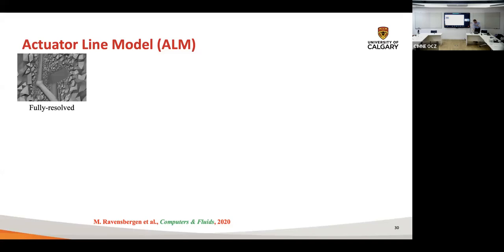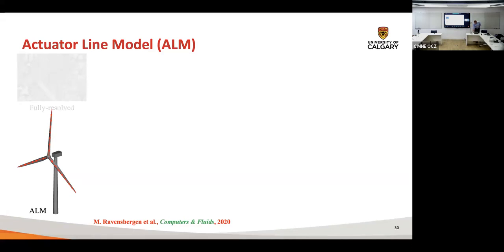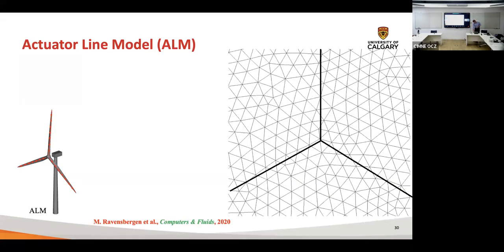So instead of doing the fully resolved blade, we adopted something called the actuator line model. It's a very well-known approach in the wind energy community. What you do with that is, let me show you this cartoon. You take your blades and subdivide them into a number of actuator points. At each point, you have the information about your profile, like geometry, etc.